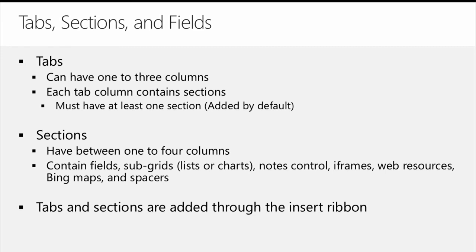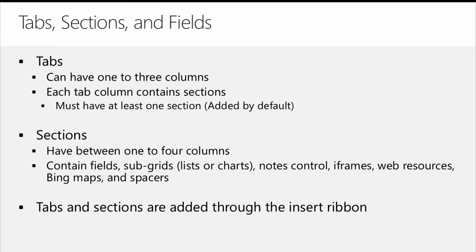Then the sections, you can have between 1 and 4 column sections inside a given tab column. Now, I'll show you this when we get into the demo a little bit as well. This is where you do have to be a little bit careful from a real estate standpoint. If you start to go in with too many columns and too many sections that have too many columns in them, things can get overwhelming pretty quick.